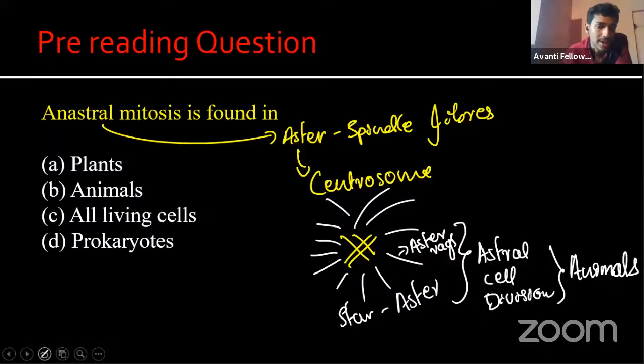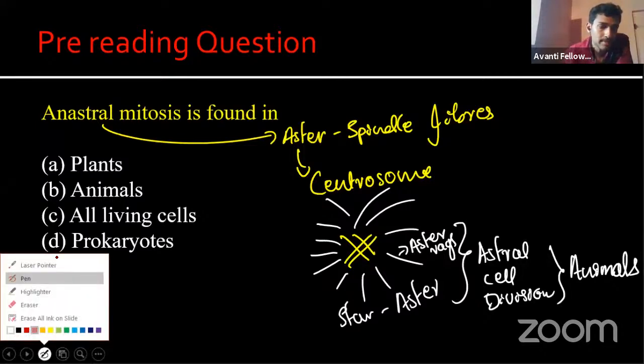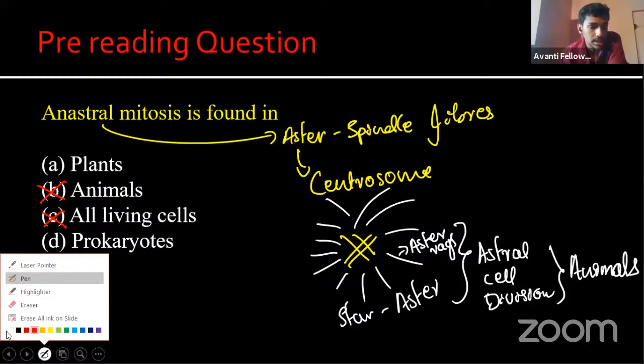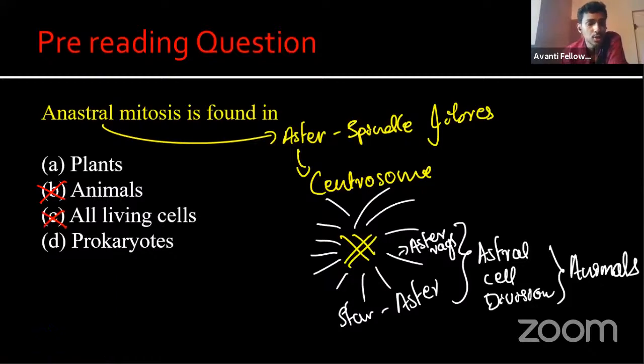But you know one thing: animals is not the correct answer, right? If animals is not the correct answer, then all living cells is also not the correct answer, because all living includes animals. Then we are left with two things: one is plant and the other is the prokaryote. It's a little bit confusing. Yes, so we have two options, right? In plants, we discussed these things, right?